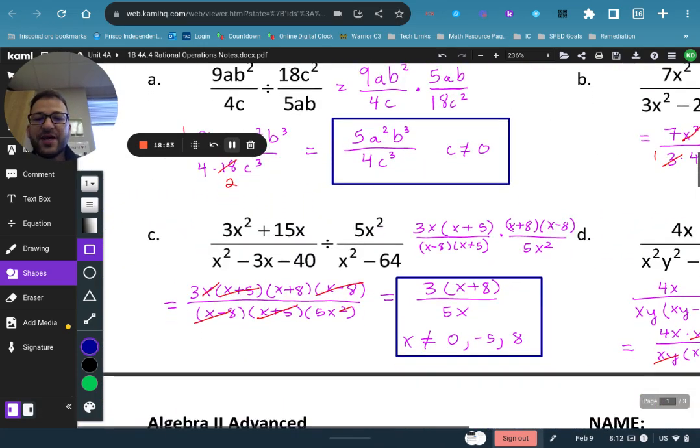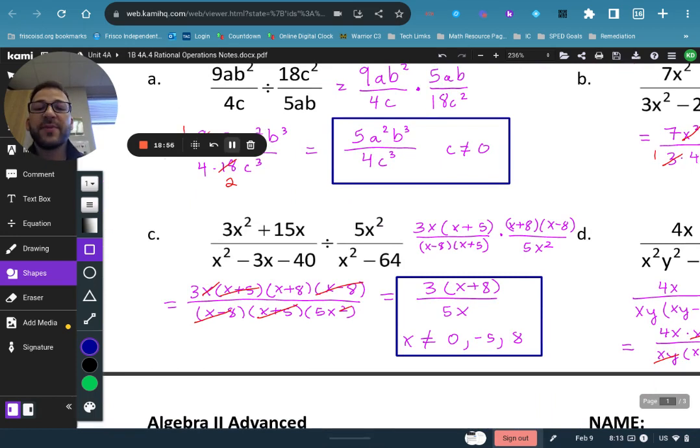So looking over at C, we have 3x squared plus 15x over x squared minus 3x minus 40. That factors into 3x times x plus 5 over x minus 8 times x plus 5. Then instead of division, it becomes multiplication, and I take the reciprocal of 5x squared over x squared minus 64, which factors into x plus 8, x minus 8, and the 5x squared stays the same. Multiplying everything across, I get an x and an x to cancel out, x plus 5, x plus 5, x minus 8, x minus 8, giving us the simplified fraction of 3 times x plus 8 over 5x. X cannot equal 0, cannot equal negative 5, and cannot equal 8.